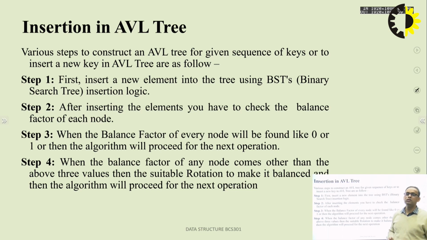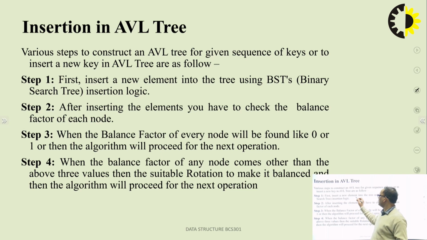What is the algorithm to insert a particular node, or to construct an AVL tree for a given sequence of keys? In step 1, first we insert a new element or new node into the tree using the binary search tree insertion logic. What is the binary search tree insertion logic? I already told, if the value of the new node is less than the current node, then this new node will be inserted into the left subtree of the current node. If the value of the new node is greater than the key of the current node, then the new node will be inserted into the right subtree. So by following these rules, we will insert a new node in the AVL tree.